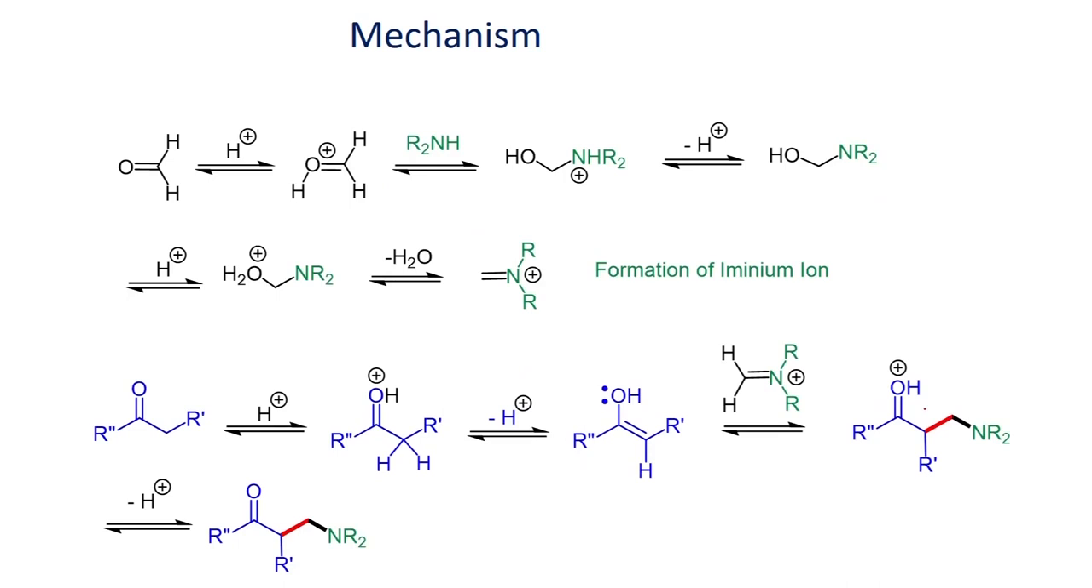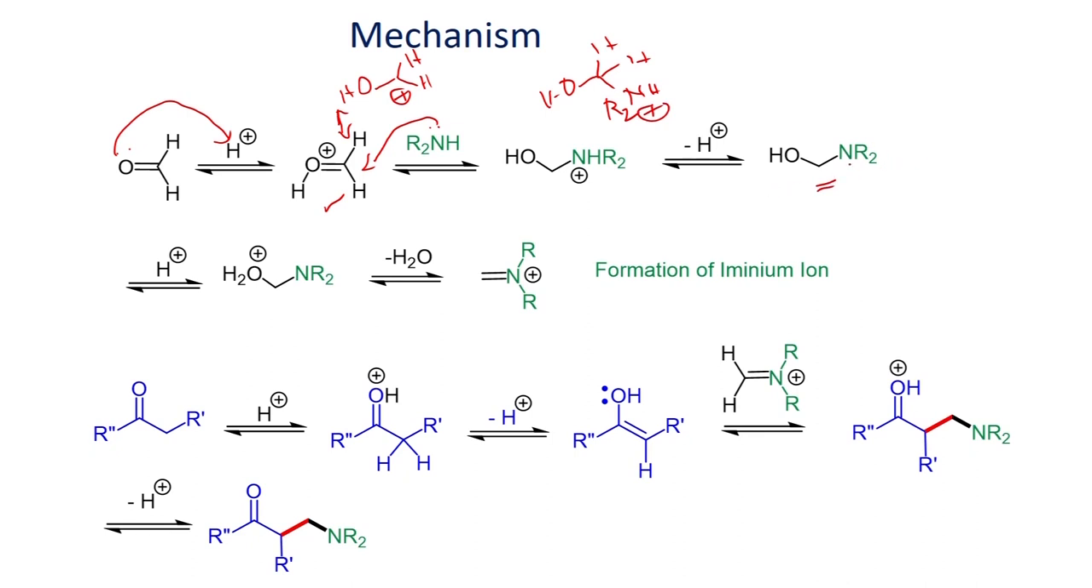The mechanism of this transformation is shown here. Protonation of the carbonyl group of formaldehyde can give this species which is more electrophilic in nature comparing to formaldehyde. Once you form this, which can undergo addition with this amine to give the addition compound which can lose a proton to give this amino alcohol as a product.